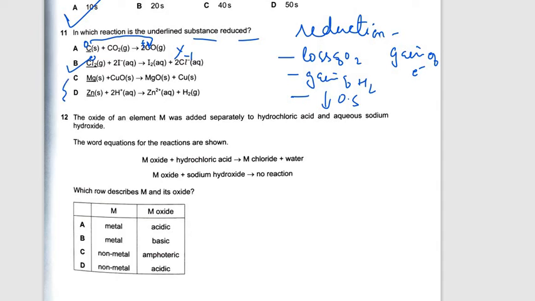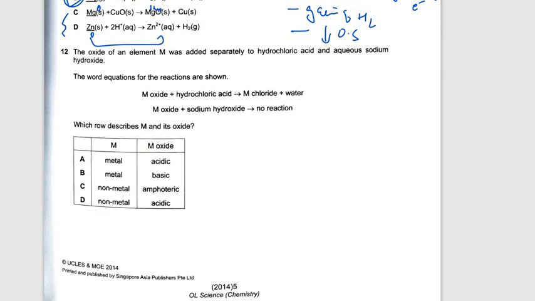Now similarly check C and D. Magnesium was 0 and then became MgO, plus, it is oxidized. Zn was 0, became plus, oxidized, so option B is the only correct option. Now 12, the oxide of element M was added separately to hydrochloric acid, means you are using MO plus HCl, okay, MO plus NaOH.